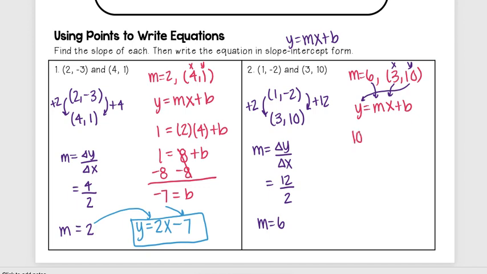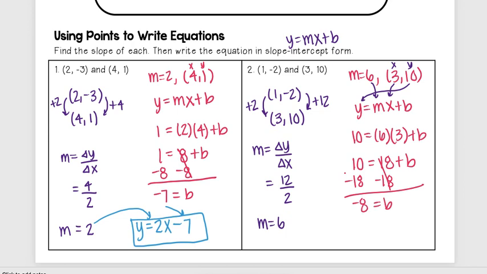So I get 10 is equal to 6 times 3 plus b. Well, 6 times 3, I get 18. I'm going to subtract 18 from both sides, so I get that negative 8 is equal to b. Now, since I have my slope and my y-intercept, I can plug those into my slope-intercept form. My m is 6, so I'm going to have 6x, and my b is negative 8.